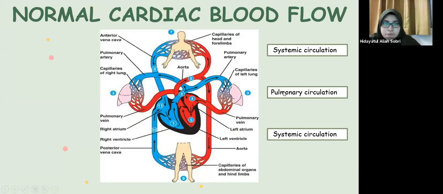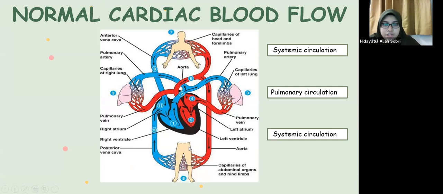Next, I will explain the normal cardiac blood flow. In the circulation, there are two types: systemic circulation and pulmonary circulation. Systemic circulation is the circulation between the body cells and the heart, and the pulmonary circulation is the circulation between the lung and the heart.